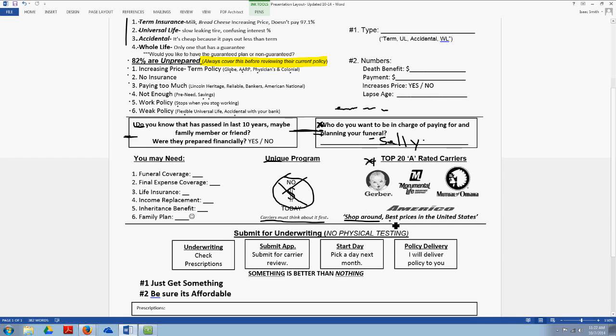Okay, I'm going to shop around. I'm going to find you the best prices in the U.S. with some of the top companies in the United States of America. So if you want to shop around and make sure you're getting the best deal, I'm going to do that for you today, right now.